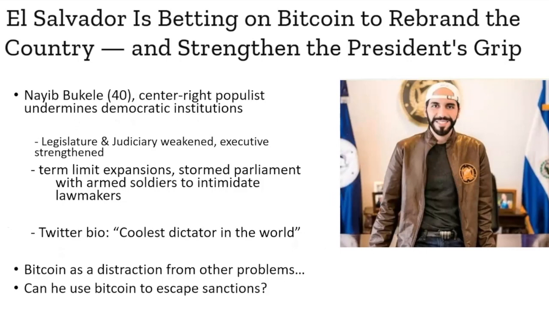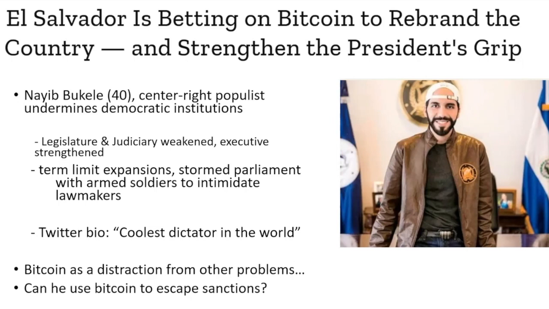So enter Bukele, right? Now I'll say this: he at least outwardly seems to be one piece of a broader neo-populist authoritarian wave going on across much of the world. He's starting to solidify power within the executive branch, undermining legislatures and judiciaries and packing courts in the way that many dictators have tried to do over the years.